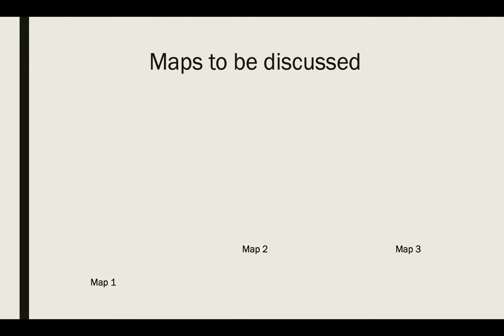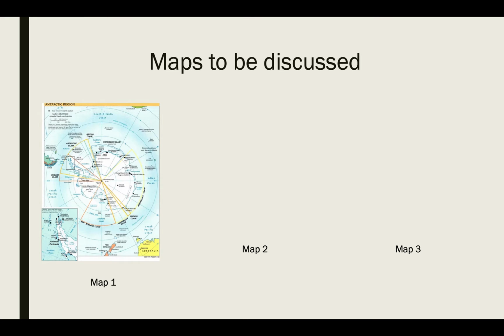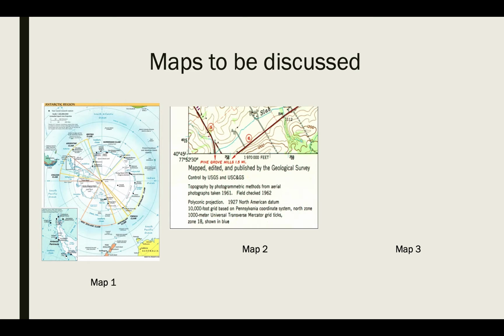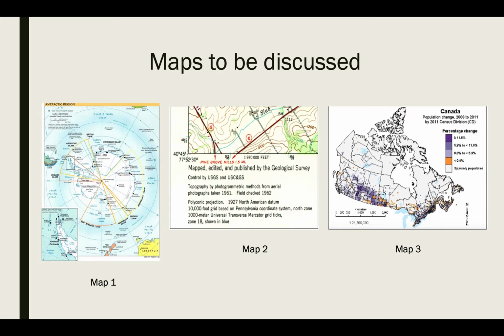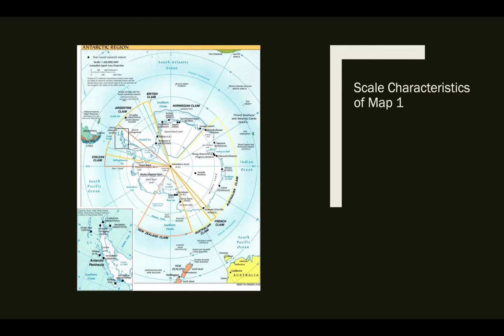These are the three maps which I will be discussing. The first map is a map of Antarctica. The second is a cropped map from a published geological survey map. And the third is a map of Canada showing population change.